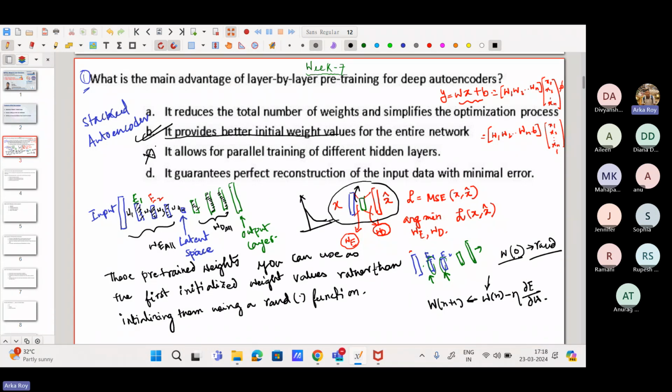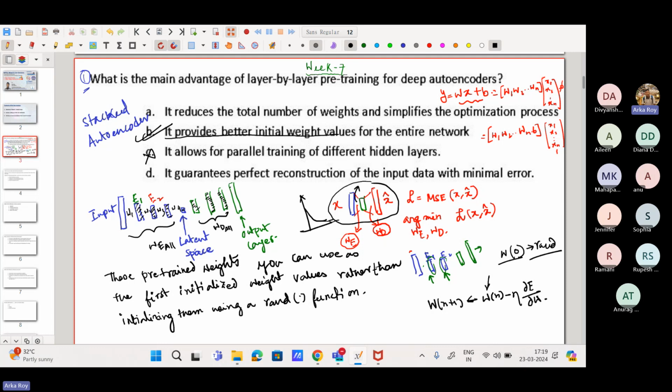Then option D is that it guarantees perfect reconstruction of the input data with minimal error. You cannot actually guarantee that by any sort of training. You cannot guarantee that, whichever way you train, you will get perfect reconstruction. That is dependent on how difficult or how easy your problem is, by which you can reconstruct the input data in an efficient manner. For that, sometimes you need to change the loss function as well.